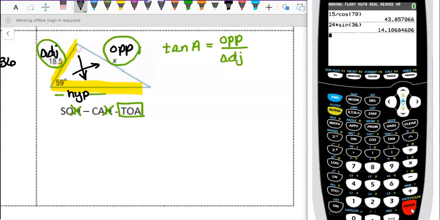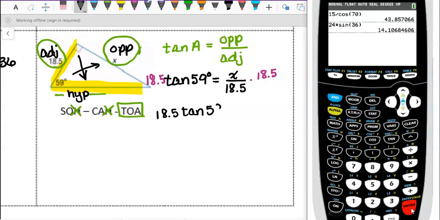So let's substitute in what we know. We know that our angle was 59 degrees. Our opposite side was x, and our adjacent was 18.5. Now I have a fraction to solve. To get rid of the fraction, I multiply by my denominator. So multiply both sides by 18.5. So 18.5 times the tangent of 59 equals our side. So 18.5 times the tangent of 59 into that parenthesis, and we get 30.8 approximately.